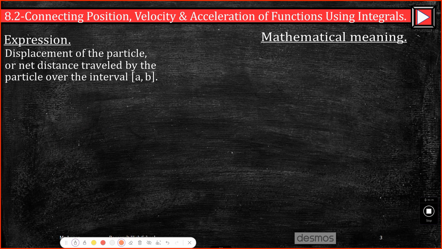You start with something, and then you end up somewhere, and the displacement is just the difference between them, I guess. All right, mathematical meaning. That's what it means. It's the area under the curve from A to B, the integral of V of t dt.